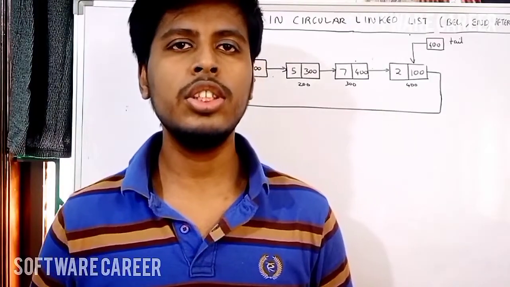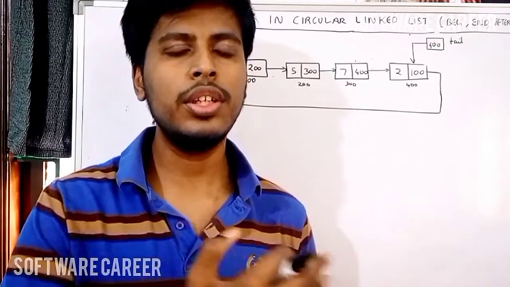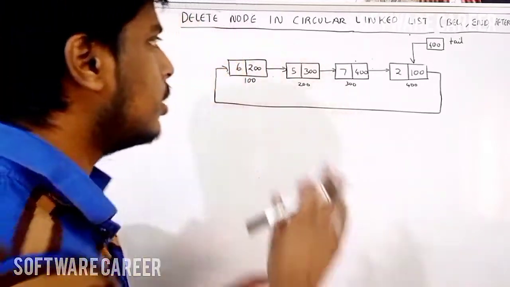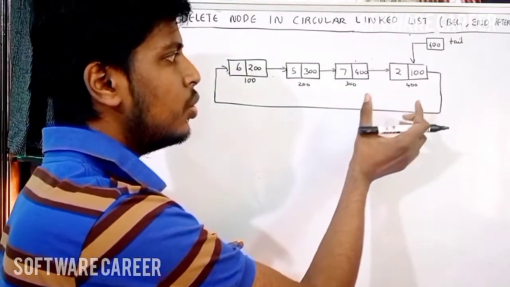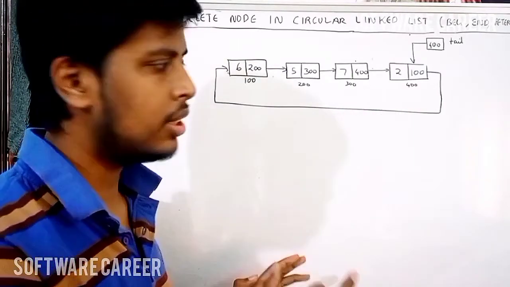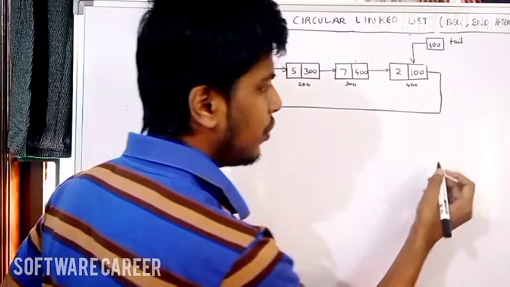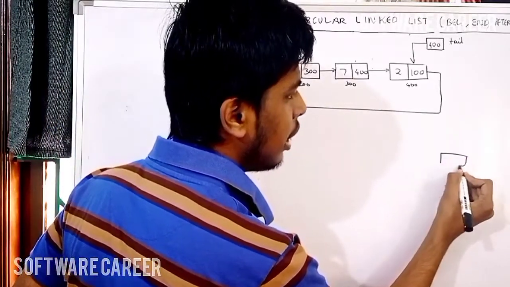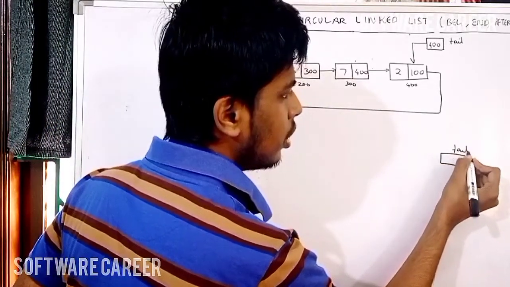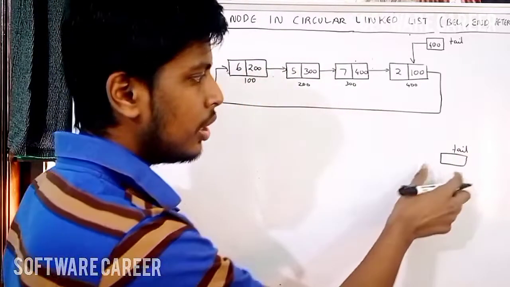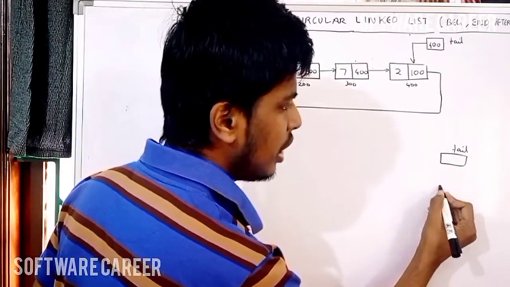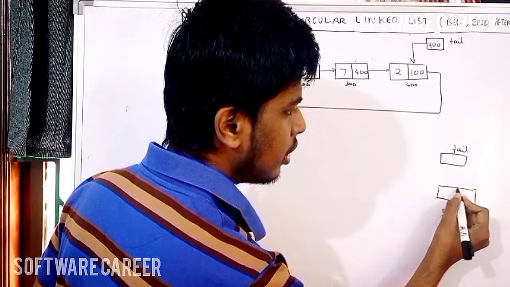Now see, now I'll teach you how to delete a node from the end of a circular linked list. See, this is the circular linked list. Now I should delete the node which is present at the last. First I'll teach you the case when the linked list has only one node. I have only the tail pointer now. This tail pointer stores the address of the last node. So let's take only one node in the linked list.